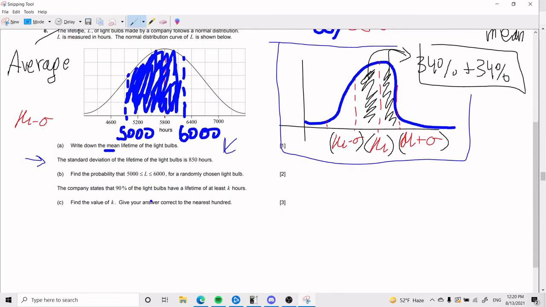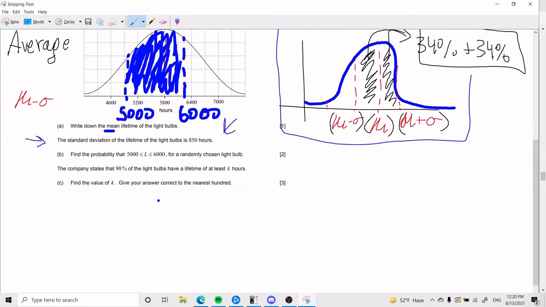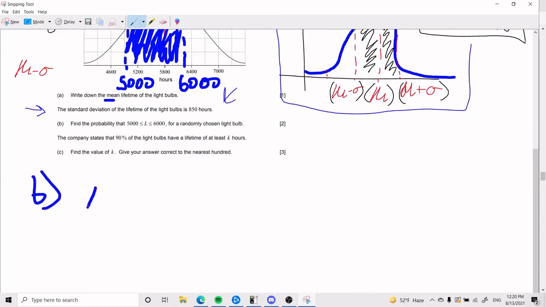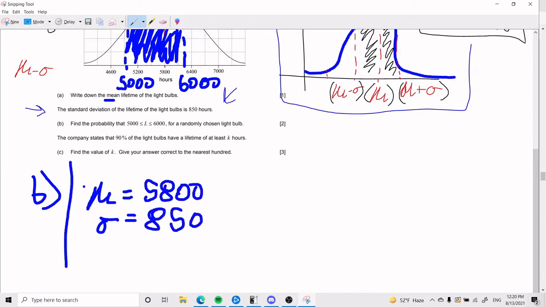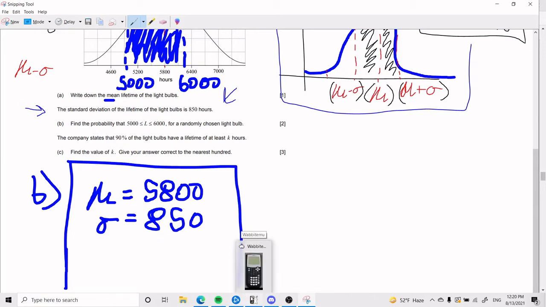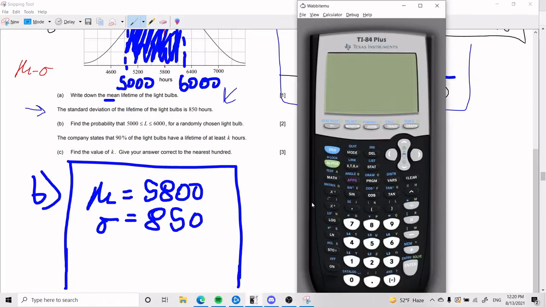And so, what useful information do we have up until now? We have the mean, right? 5,800, and we have the standard deviation, 850. Now this right here is literally half of what you need already. We haven't even begun to think how to solve the problem, and we already have half the information that we need. And so the information that we need is knowing which function to use.